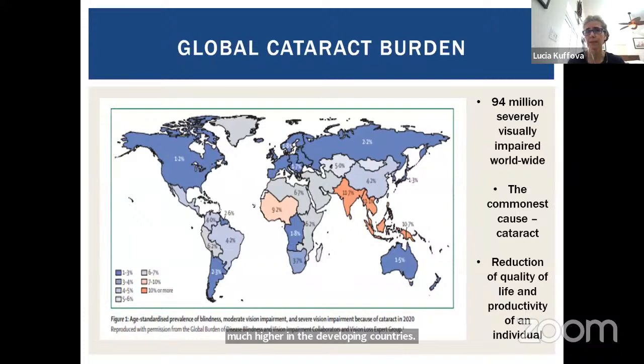The simple cataract operation has been shown to be the main reason for improvement of the quality of life of the individual, and therefore the advocacy is out there to offer this as much as possible to improve the quality of life of the people.